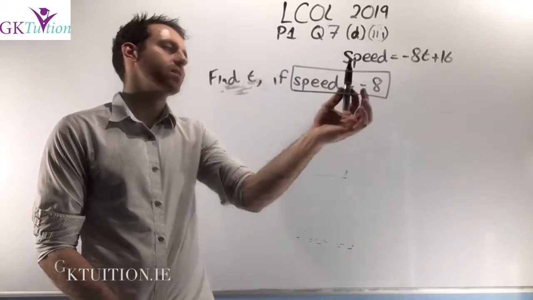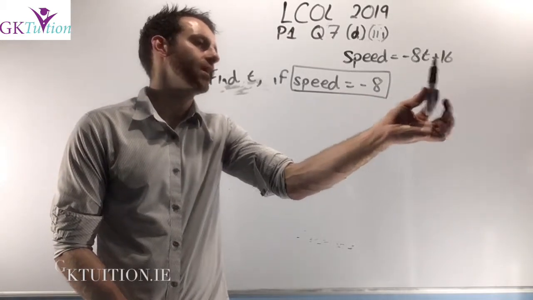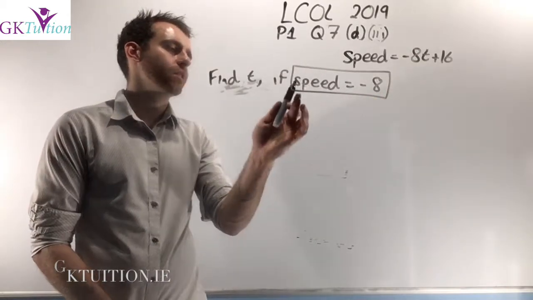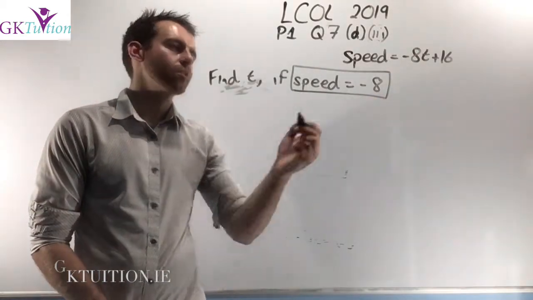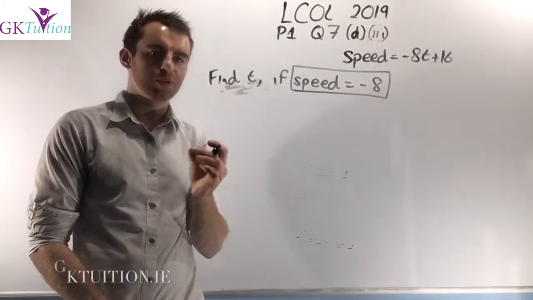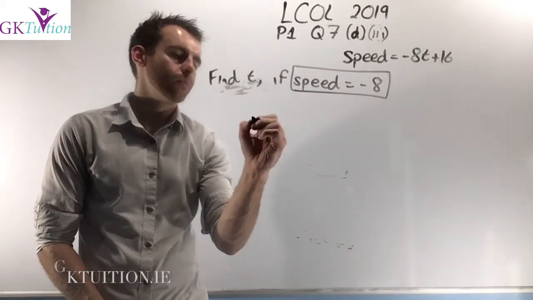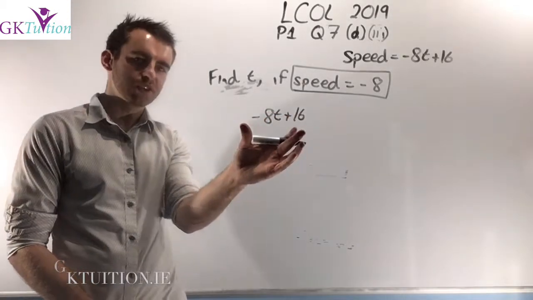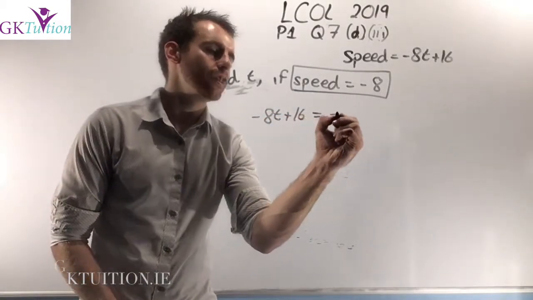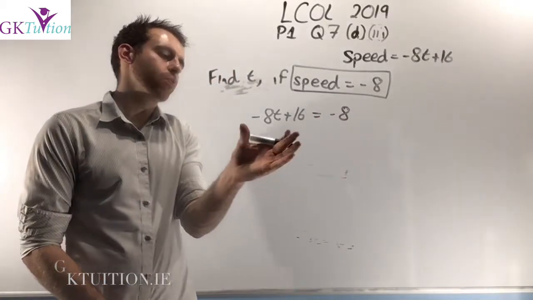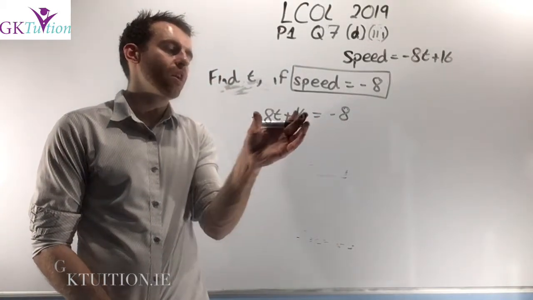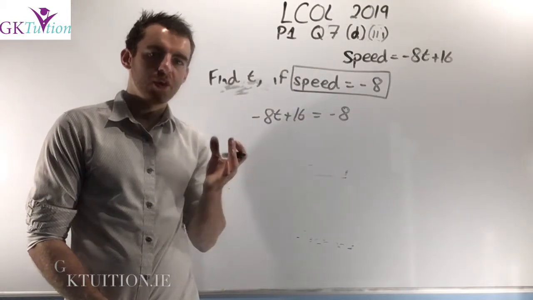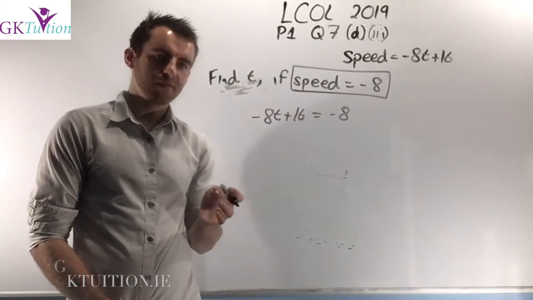Previously, we've said that the speed is equal to minus 8t plus 16. And now I'm trying to find the value of t for which the speed is equal to minus 8. So obviously I can just let these two equal each other and find the value of t. So I can say that minus 8t plus 16, which is the function that represents speed, is equal to minus 8. At this stage I've got one equation, one unknown, which means I can find the value of t.